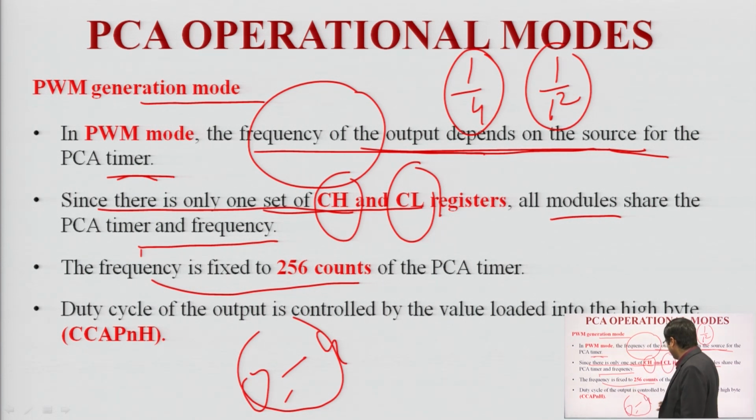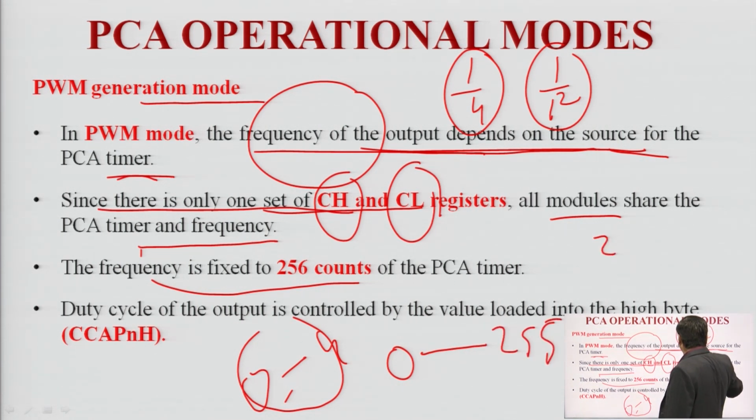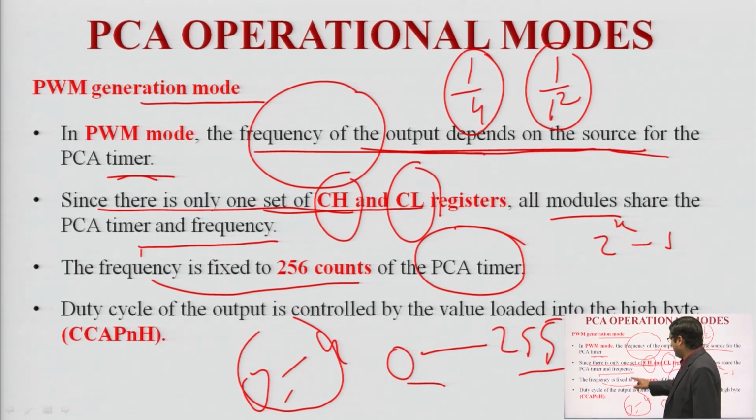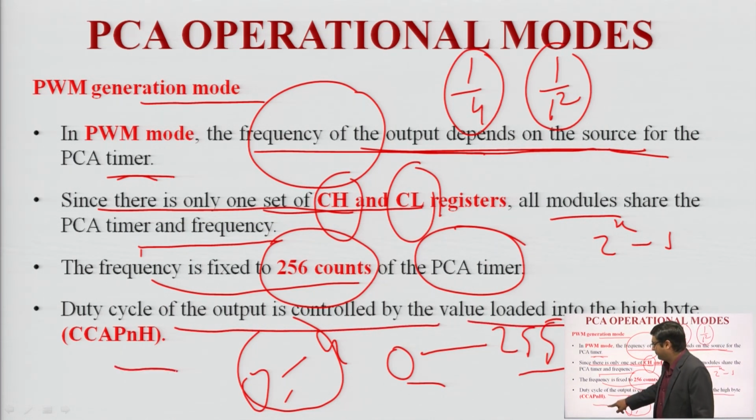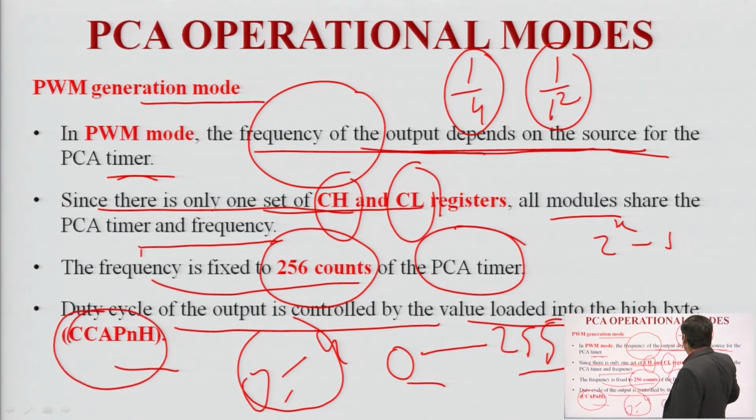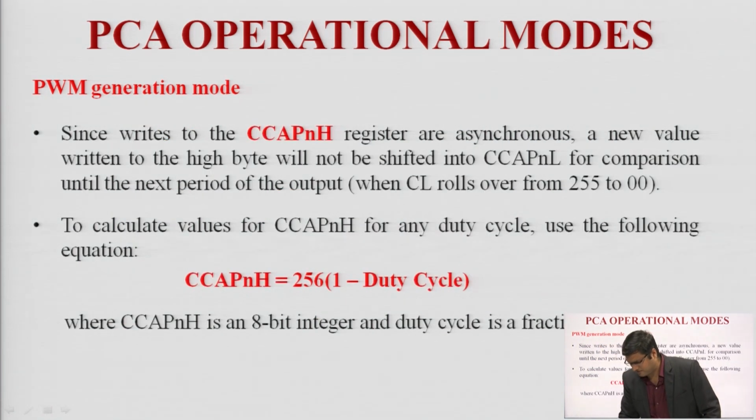How is it 256? Because it is an 8-bit value and we are counting from 0 to 255, because it is 2 to the power n minus 1. So we are counting from 0 to the maximum value 255. So for each PCA timer, the frequency is fixed to 256 counts. And the duty cycle of the output is controlled by the value loaded into the high byte. Okay. So what will be the value of the CCAPnH? It is decided by the duty cycle. Okay, we will see with some example.